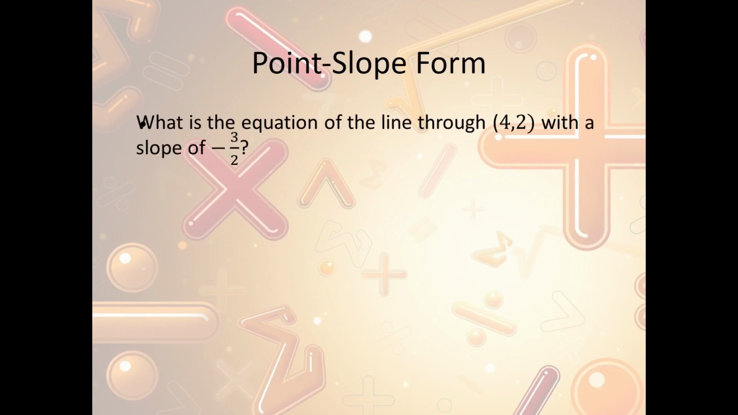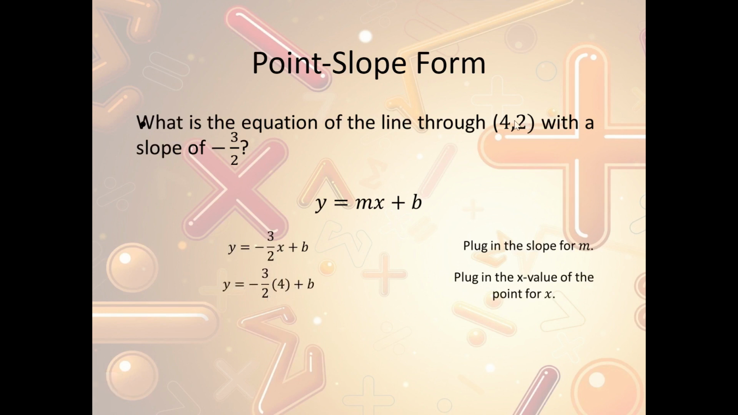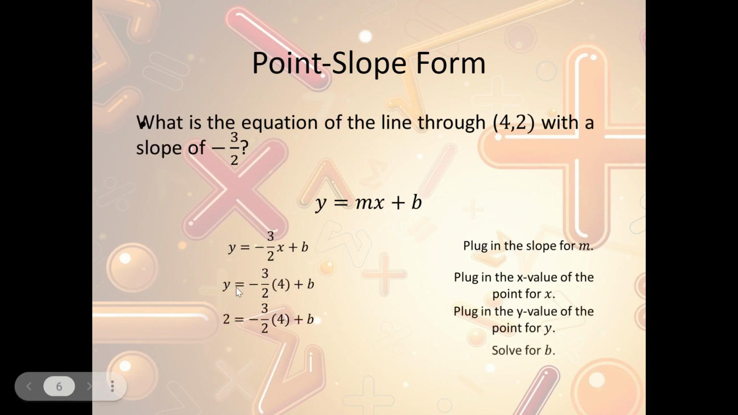Let's look at one more example. We're given a point 4, 2 and the slope of negative 3/2. So we're going to use the form y equals mx plus b, and we're going to plug in the slope for m, which is negative 3/2. So that goes there. And we're going to plug 4 in for x there. So we got y equals negative 3/2 times 4 plus b. Then we're going to plug 2 in for y, which is here. So it becomes 2 equals negative 3/2 times 4 plus b.